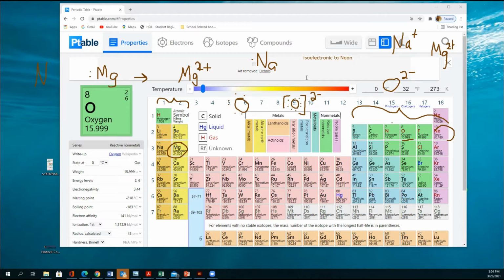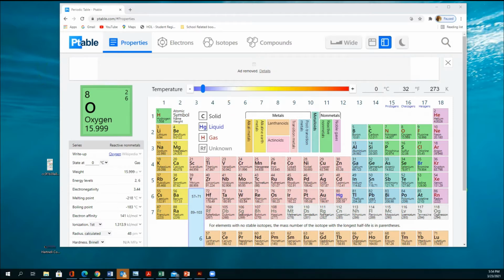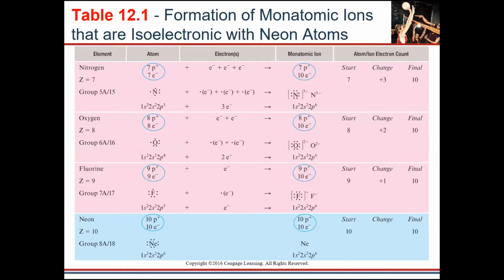They all have the same number of electrons as neon. And so these ions, either by gaining electrons or losing electrons, become what we call isoelectronic. So this is basically showing you that. Here's the Lewis dot structure of nitrogen. If we add 3 electrons, then it becomes N3-, and it has the same electron configuration as neon down here.